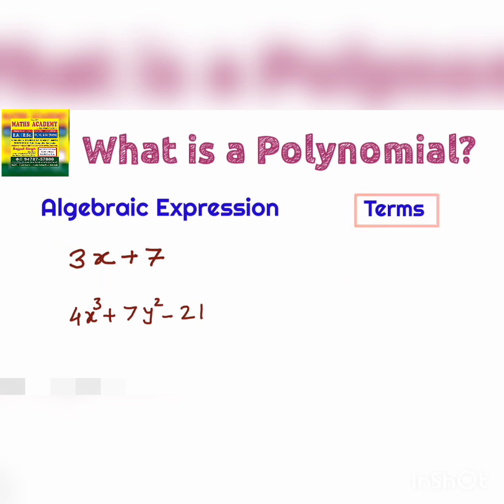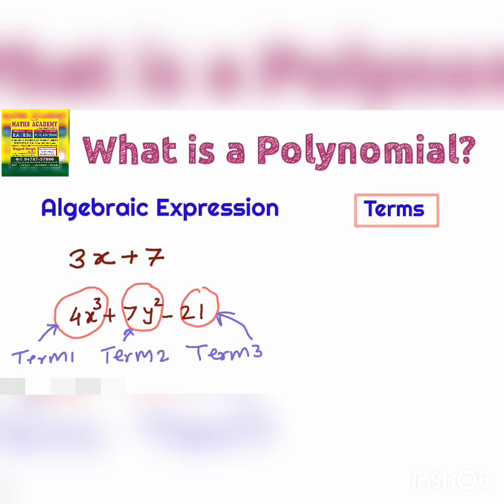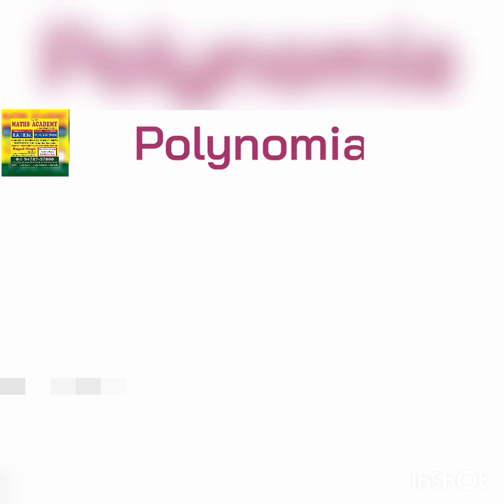In 4x cube plus 7y square minus 21, there are three terms. 4x cube is the first term, 7y square is the second term, and 21 is the third term, separated by plus and minus operator. Now, let's understand what are polynomials. Polynomial, as the name suggests, is a combination of poly and nomial, where poly means many and nomial means terms or parts. So, an expression which has got many terms or parts is called a polynomial.